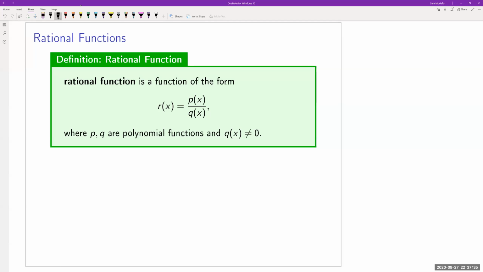An example of a rational function may take the form of, let's say, r of x is equal to 12x squared minus 8 over 7x plus 4. The numerator and the denominator are both polynomials, hence a rational function.